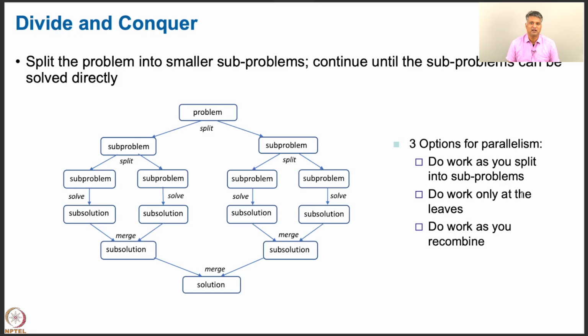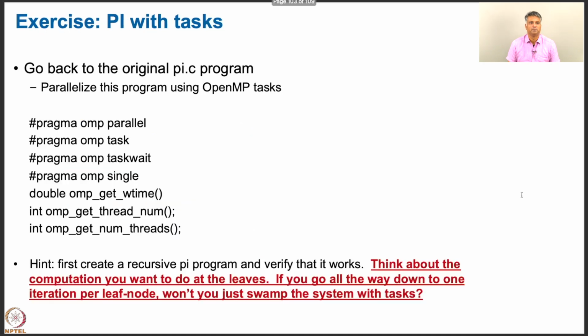So essentially what happens over here is a divide and conquer problem. The problem is split, then the sub-problem is split again, and the sub-problem keeps getting split until a solution is arrived at, and then you keep merging the solutions until you get the final solution. So essentially, you need to look at parallelism in a way that whether your work can be split into sub-problems, do the work only at the leaves, and then finally do the work to recombine them.